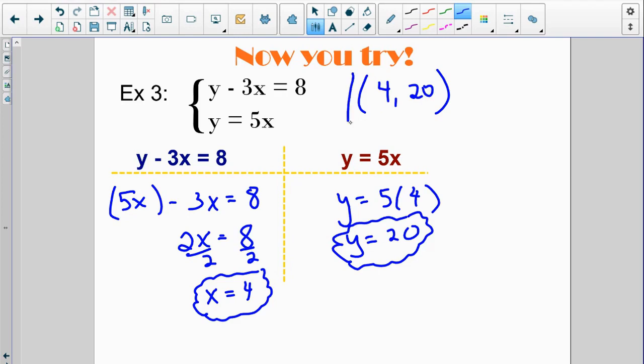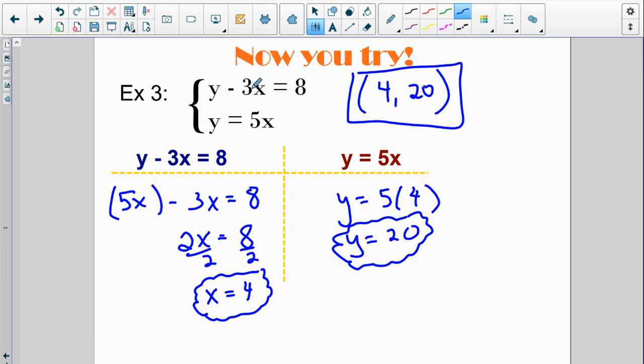That's our solution. Again, you can always double check it by plugging those equations into the graphing calculator. Look for the point of intersection of the two lines and make sure that they meet at 4, 20. You can also always plug those numbers back in here. So make sure to put the 4 in the place of x. The 20 would go in the place of y.